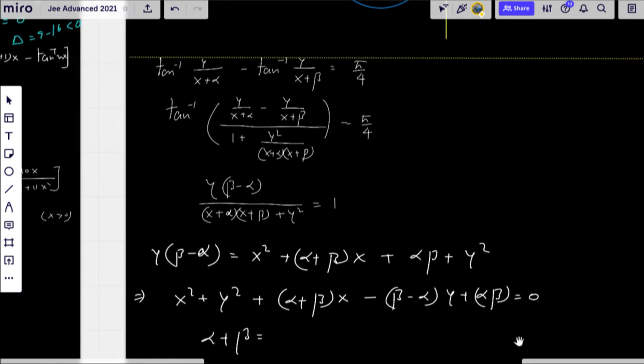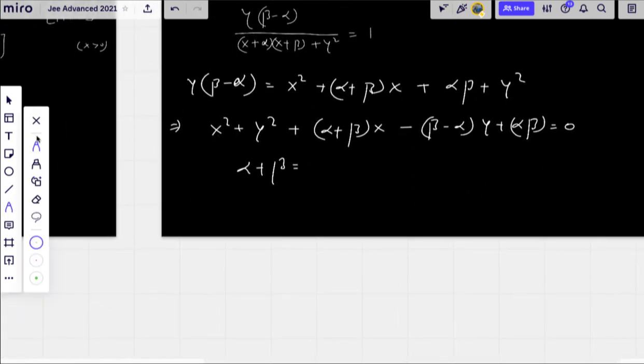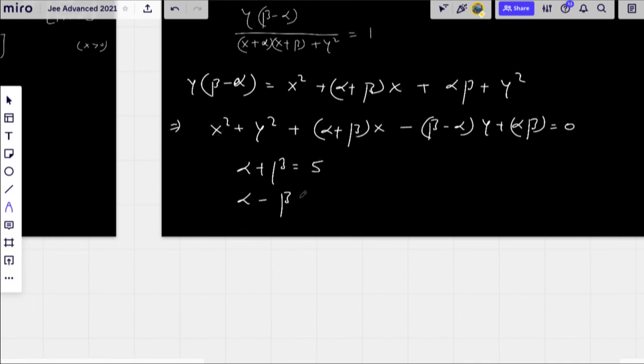So alpha plus beta will be 5, and alpha minus beta will be minus 3. Solving this, we get alpha equal to 1 and beta equal to 4. So this implies that alpha into beta is 4, which is also an option.